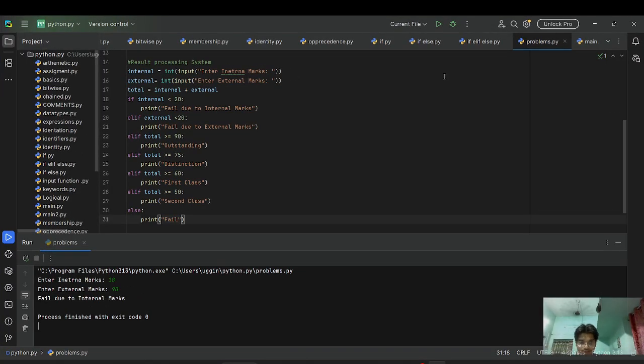So this is exactly how Python immediately prints, because Python never checks the remaining conditions. This is exactly how real university systems work. Now let's see our third problem.